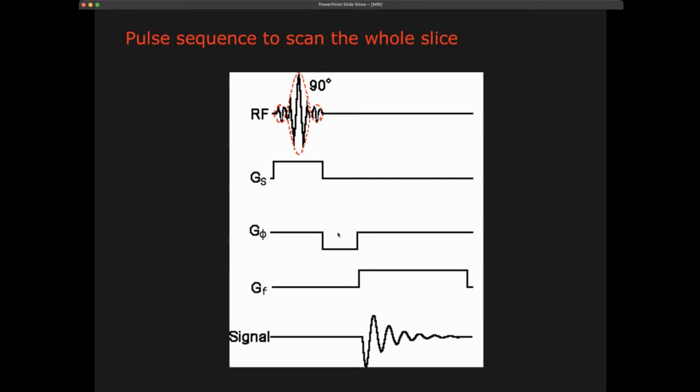But what I do is I do the measurement at different strengths of this phase gradient, as shown in this animation, in such a way that we can discriminate in different measurements the different phase components. So this is what a pulse sequence looks like. This is what we do repeatedly, and then we measure all these signals.